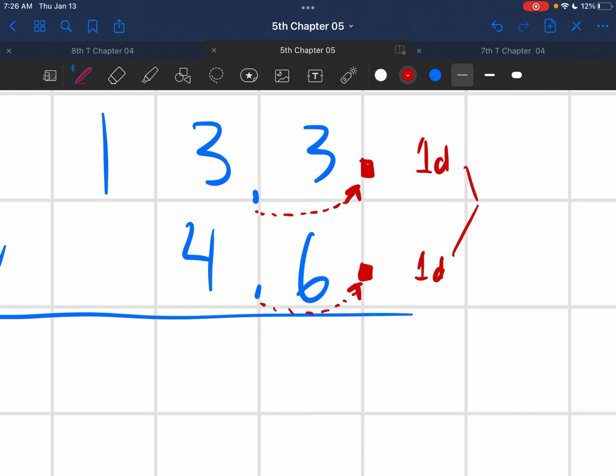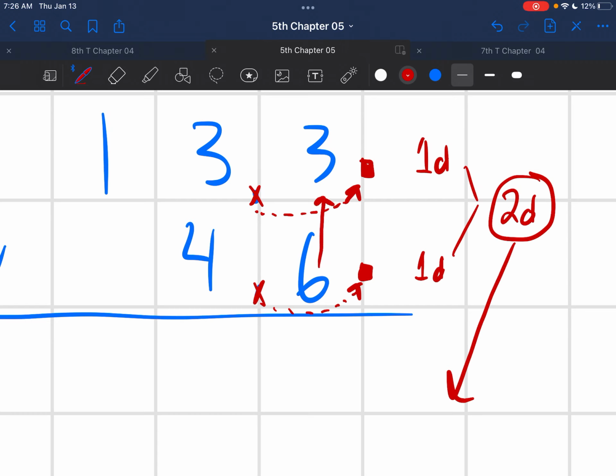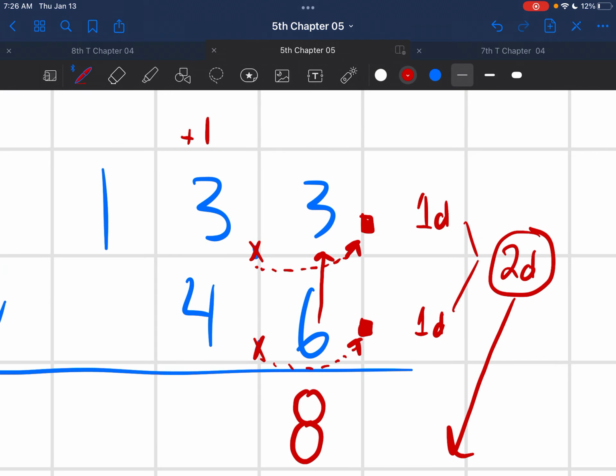In total, how many decimals did I move altogether? 2 decimals. So that's how many I have to move back when I'm finished. All right, so now let's pretend these aren't here, and we're just going to multiply like normal. 6 times 3 is 18. Don't forget to carry the 1.